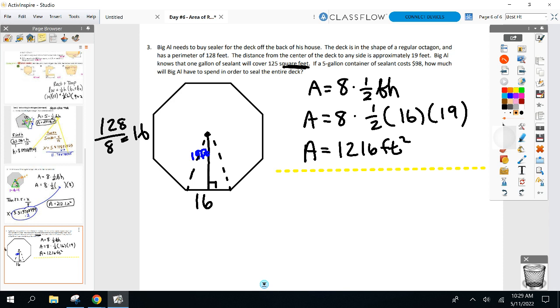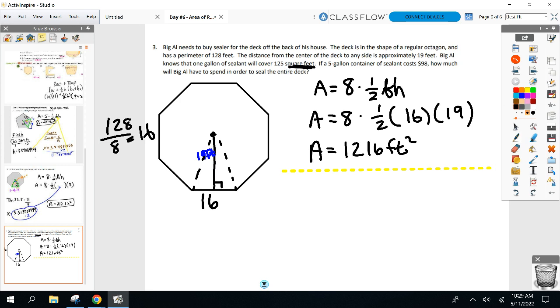First thing, how many buckets am I going to need? Before I do the cost, how many buckets am I going to need? Or containers. You know the area, 1,216 square feet. Every container, 125 square feet. Or actually, I should be doing how many gallons, right? Sorry, how many gallons? 1 gallon covers that. This should be number of gallons. Containers will come next.